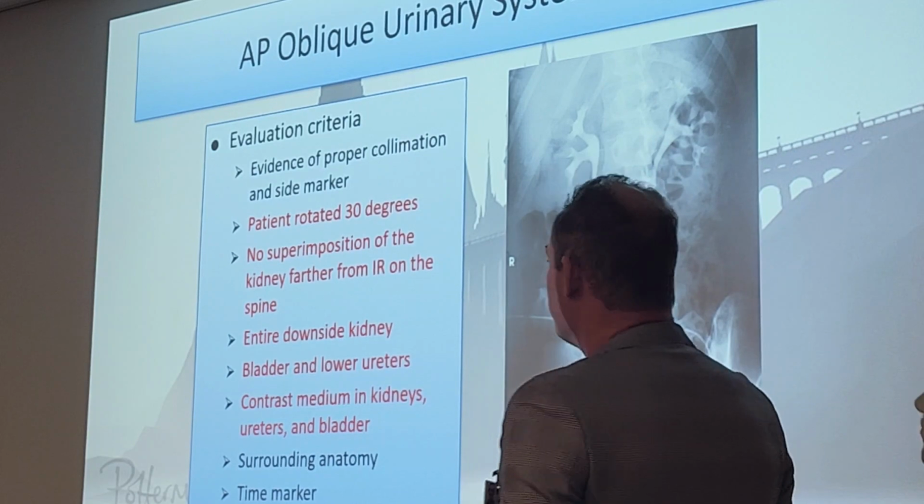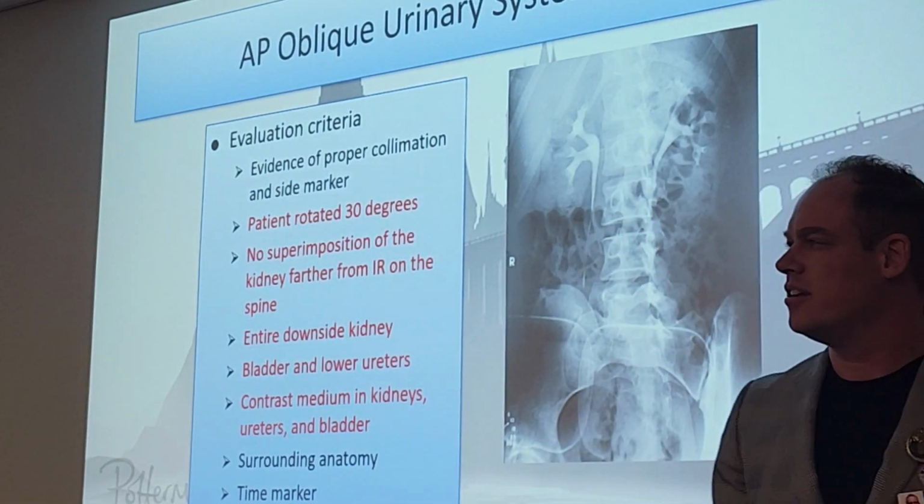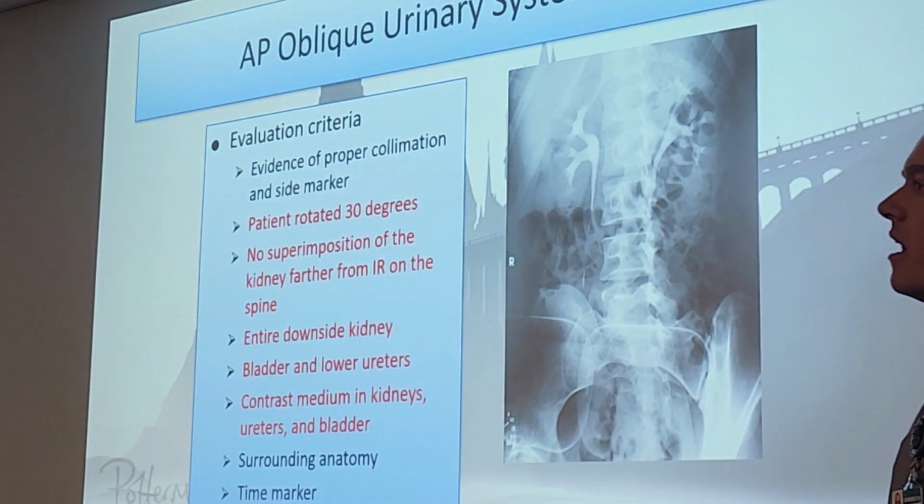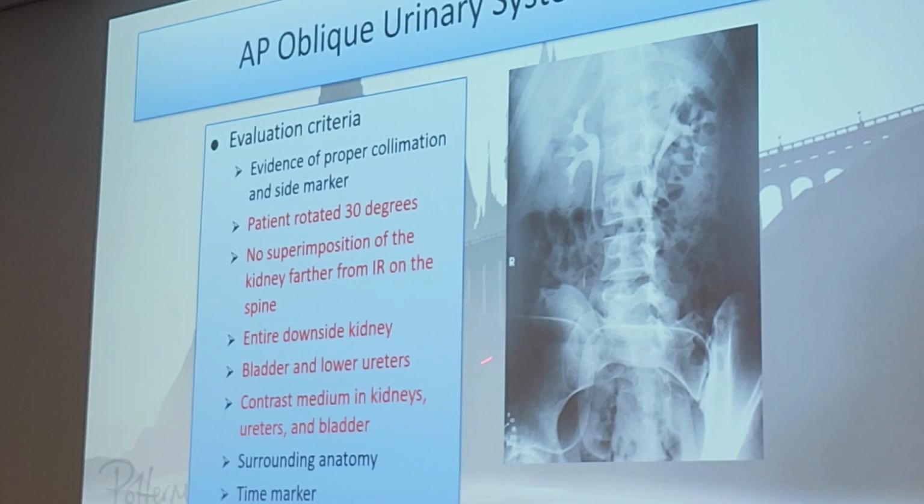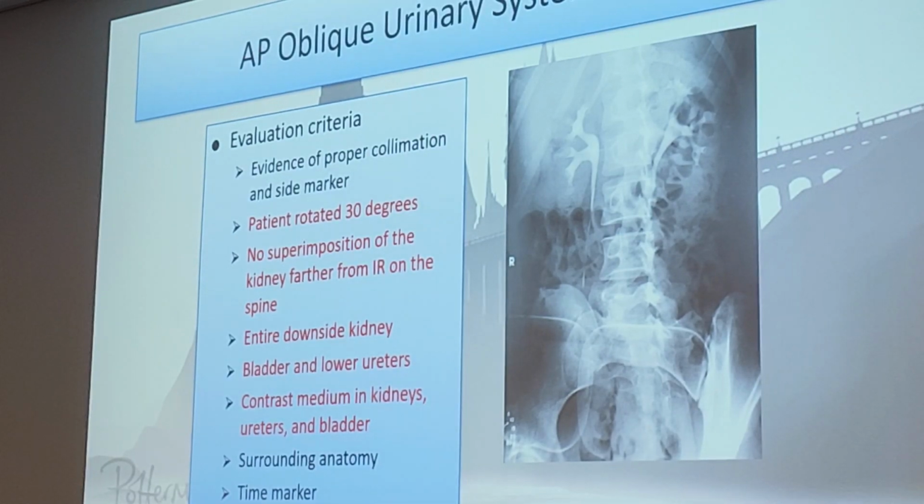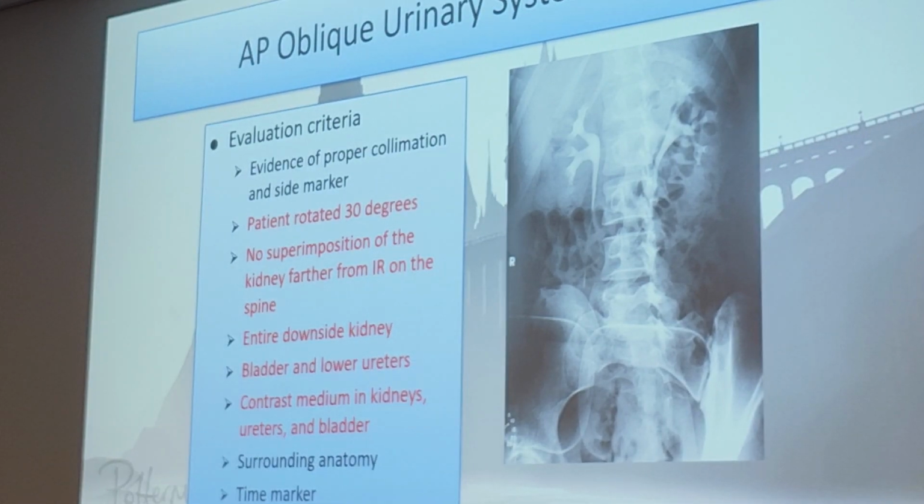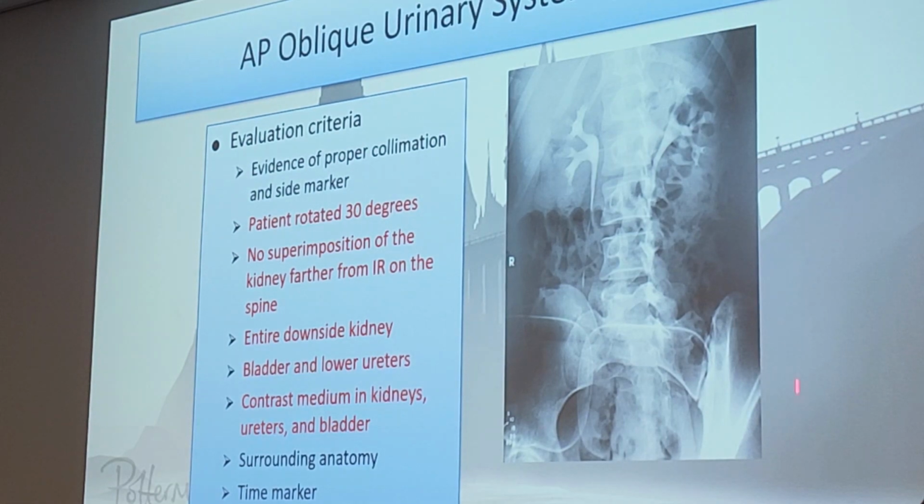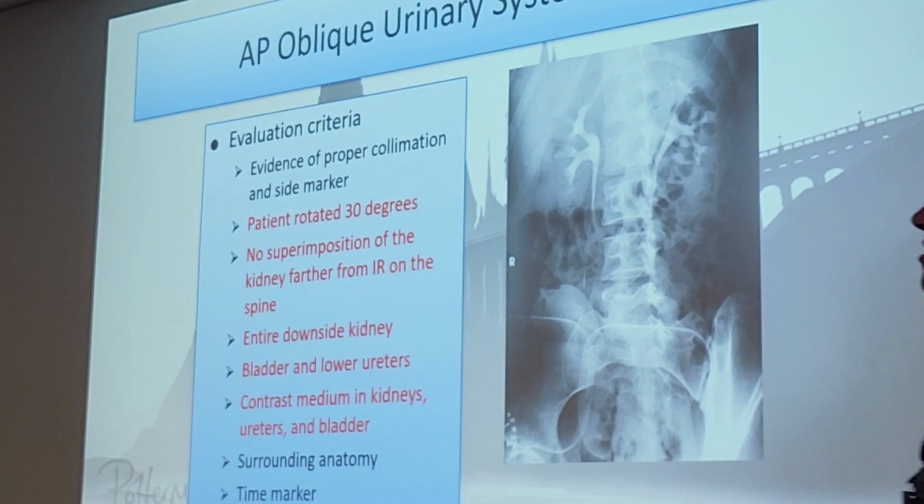Okay, so what are we looking for? Patient rotated 30 degrees. No superposition of the kidney farthest from the IR on the spine. The entire downside kidney. We want the bladder and the lower ureters as well. And of course, contrast medium filling those kidneys, ureters, and bladder totally. And what's the time interval we usually do these on? Really early, 5 to 10. 5 or 6 minutes. That's one of the earliest films you do.